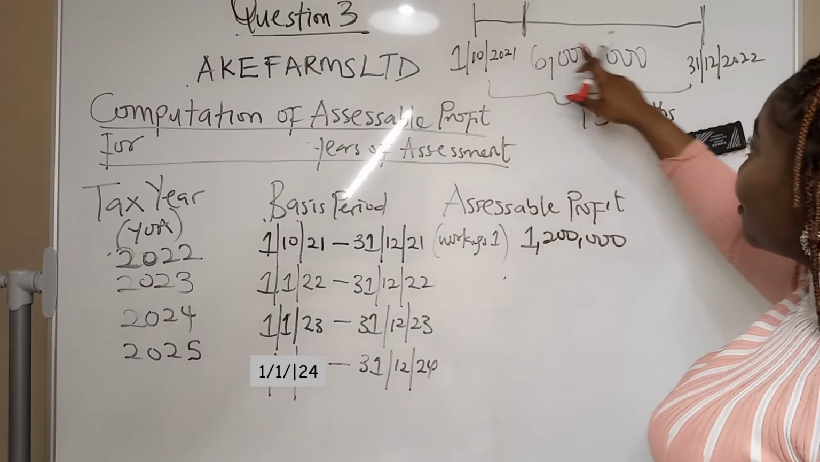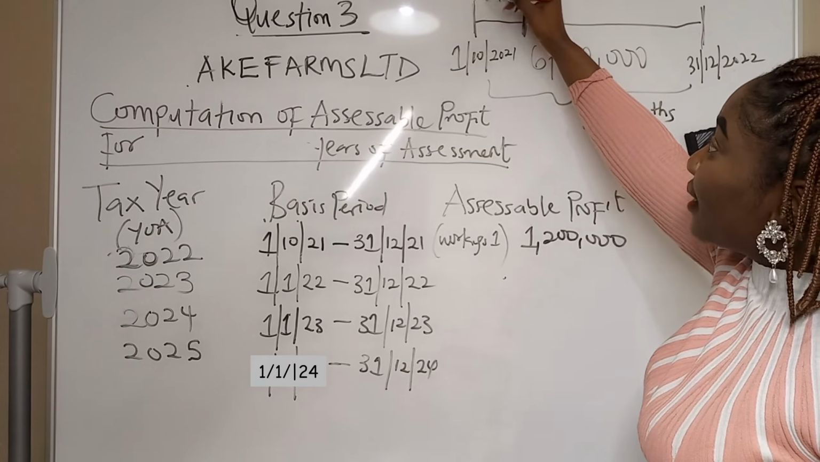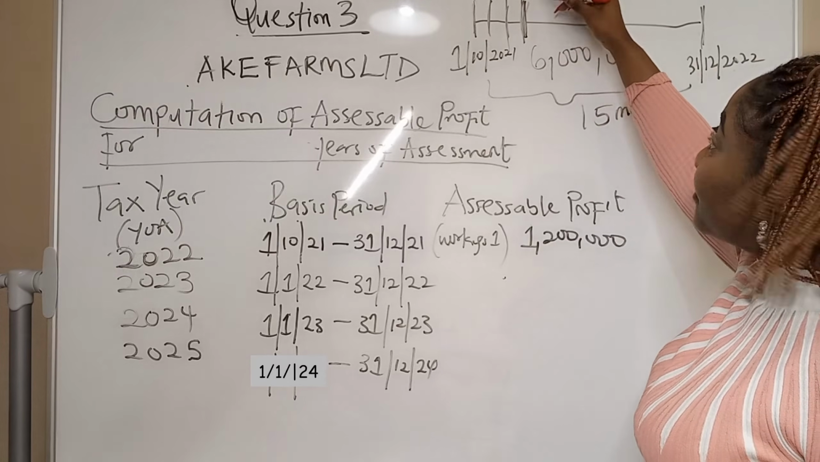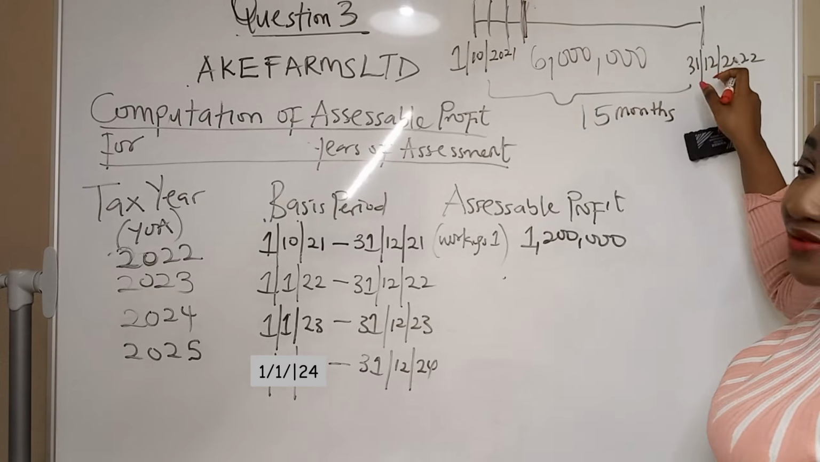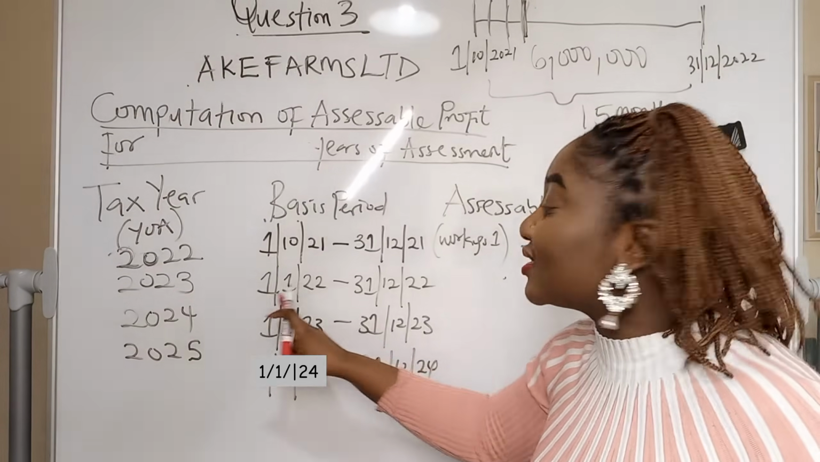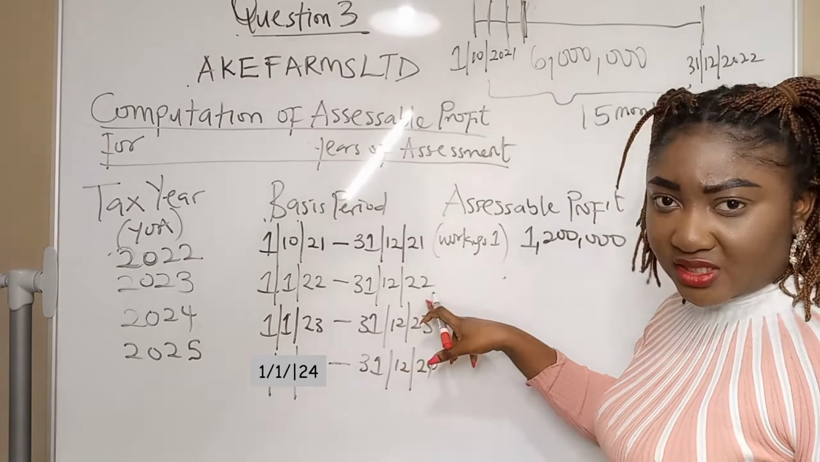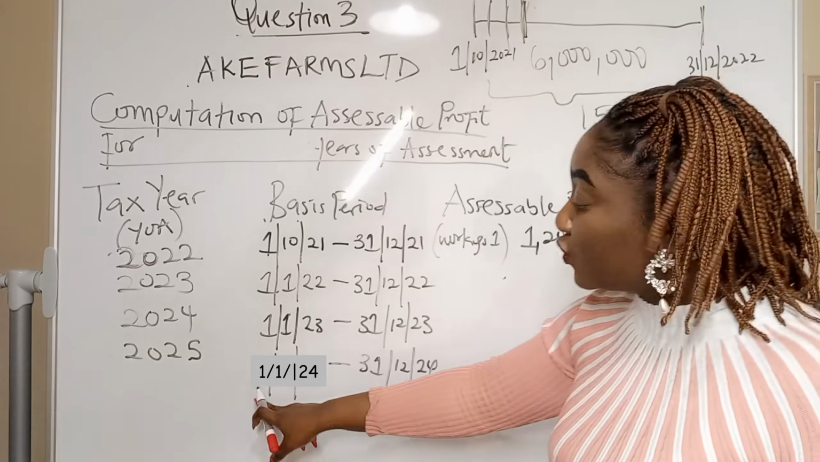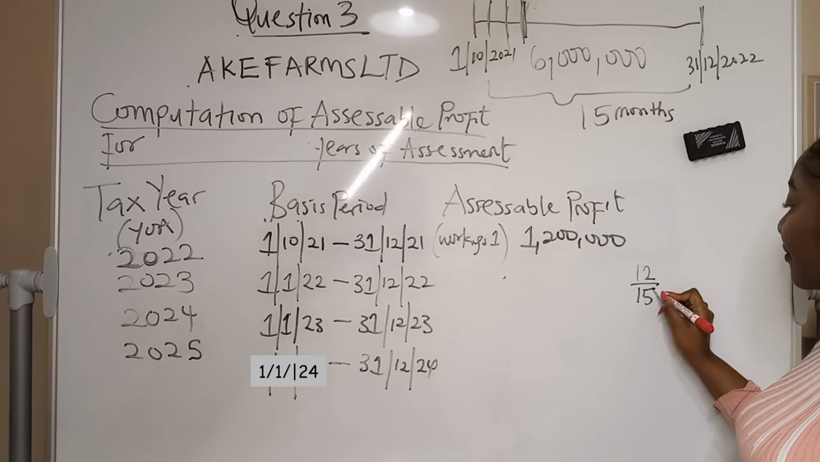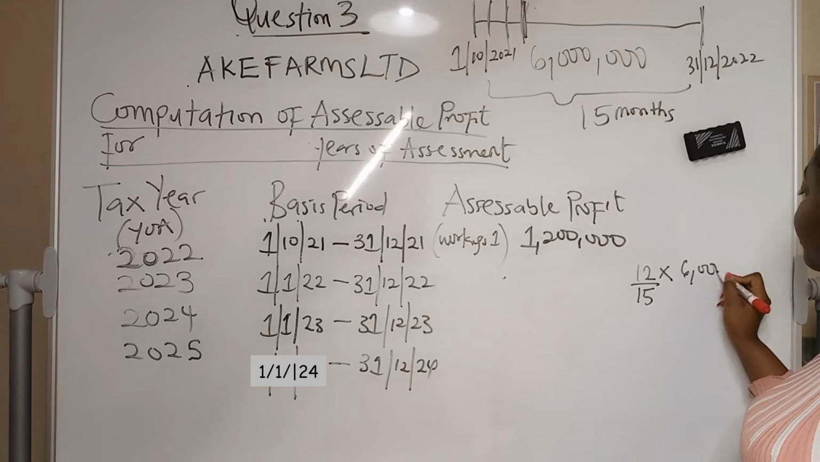It's still in this 15 months, because we have October here, November here, December, then we enter 1st January. 1st January 2022 up until 31st December 2022. So it is still in these 15 months that we will cut out these 12 months. It's 12 months that is here, and also 12 months that is here. So here will be what? 12 over 15 times 6 million.